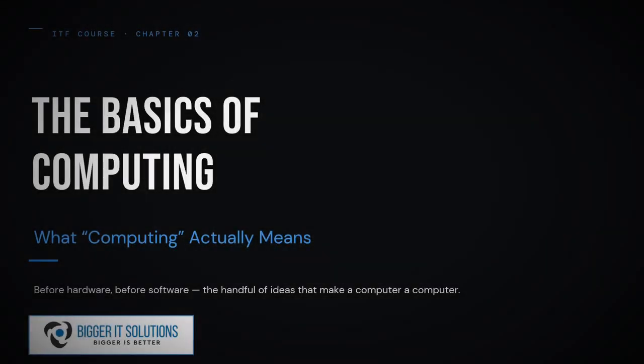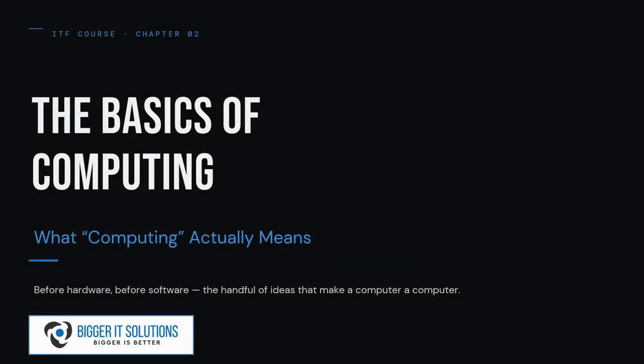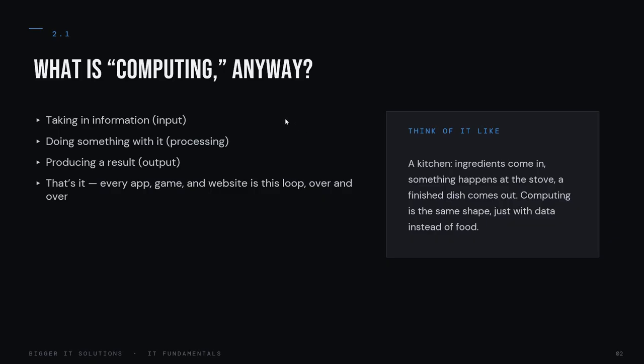All right, let's take a look at Chapter 2, the basics of computing. Now, in this one, we're going to look at what computing actually means. So, this is before the hardware, before any software out there. This is what makes a computer a computer. What sets it apart? So, that computing, what is this anyway?